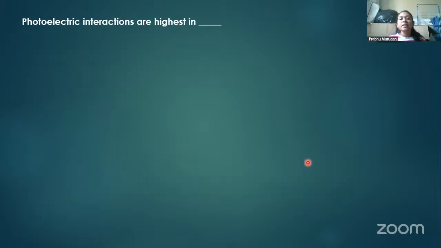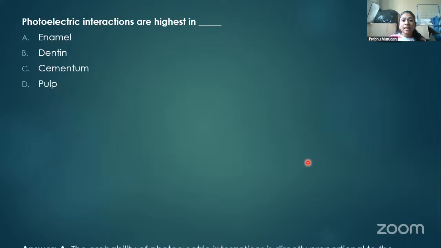Okay. Photoelectric interactions. This is basically the tissue level. The one that we discussed initially was at the atomic level, that is for the production of X-rays. This photoelectric interaction is nothing but the tissue level interaction. You have your Compton scattering, coherent scattering, photoelectric absorption, right? So this is something that deals with the same thing. Okay, so photoelectric interactions are highest in your enamel, dentin, cementum, and pulp. So basically, the answer is option A.